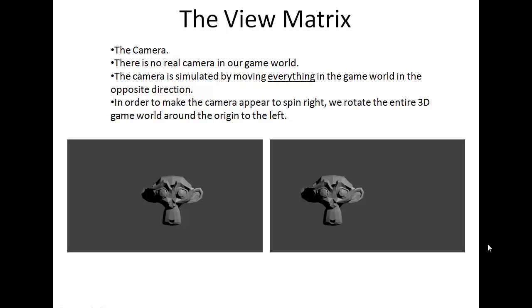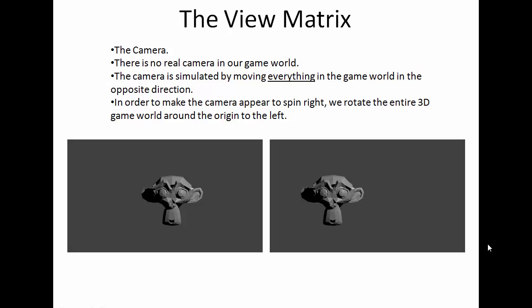Or is that really what happened? Maybe the monkey moved to the left. Did the monkey move to the left, or did the camera move to the right? Well, there's really no way to know from these pictures. If there were more objects in the scene, you might be able to tell which it was. But here you have no idea.